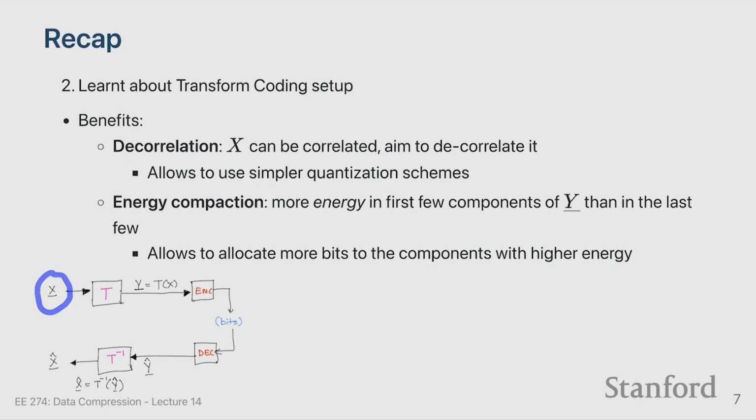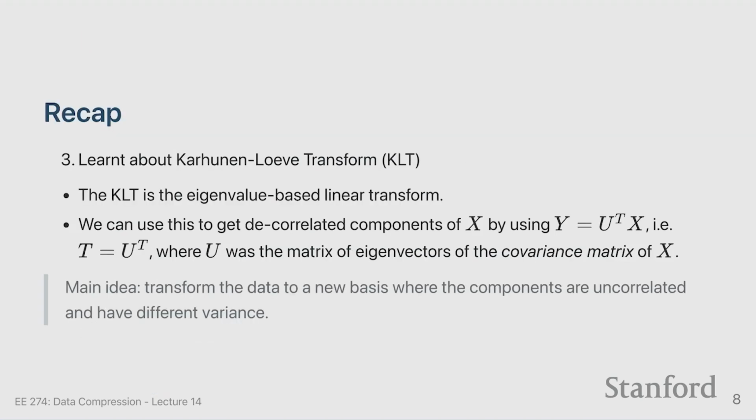So you inserted a transformation step before your old lossy pipeline. And then whatever you recover, you run the inverse transform to recover the original symbols. Okay. And finally, we talked about KLT in particular, the Karhunen-Loève transform.